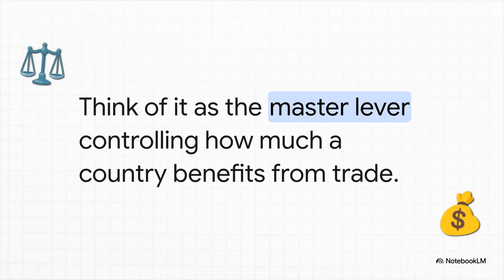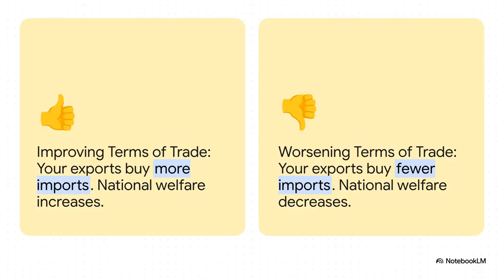The best way to picture it is like a giant master lever for a country's well-being. When that lever gets pulled up or pushed down, a nation's economic fortunes can change in a huge way. So how does that actually work? Well, the stakes are pretty clear. If your terms of trade are improving, it means your exports are becoming more valuable compared to your imports. Every container ship you send out buys you more stuff in return. Your country gets richer. But if your terms of trade worsen, the opposite happens. You're working just as hard, sending out just as much stuff, but you're getting less and less back from the world.